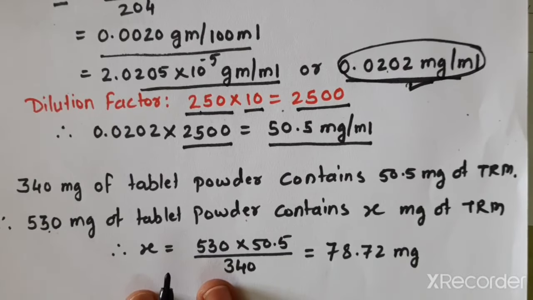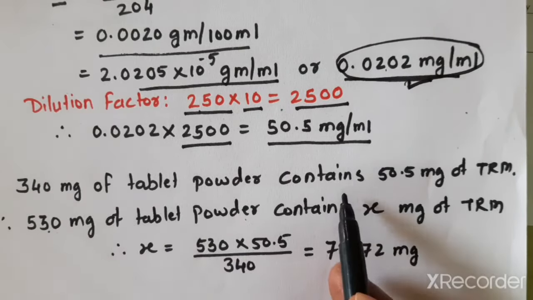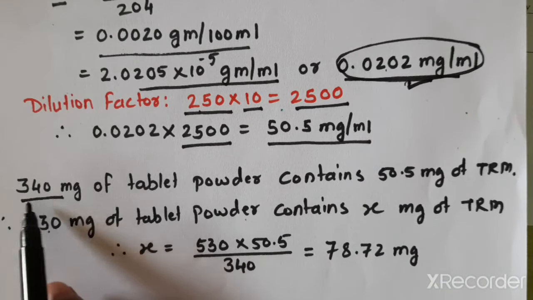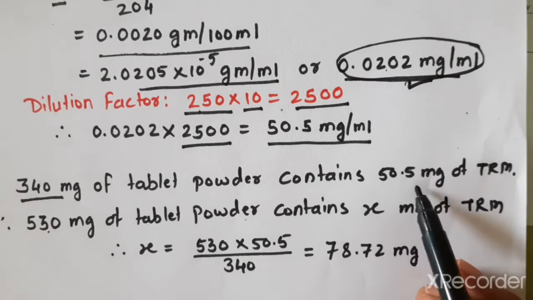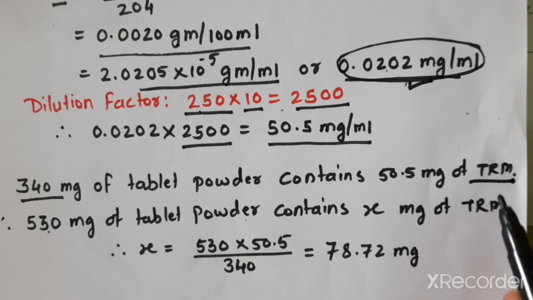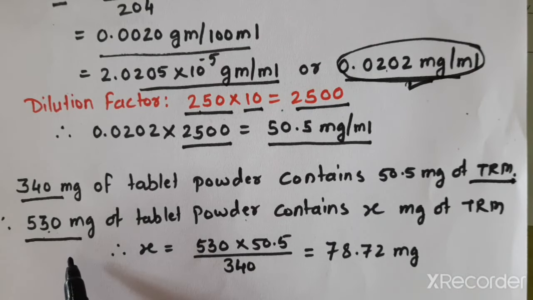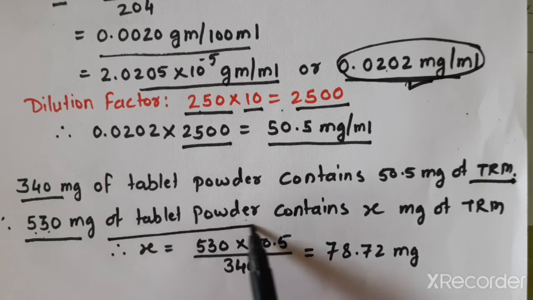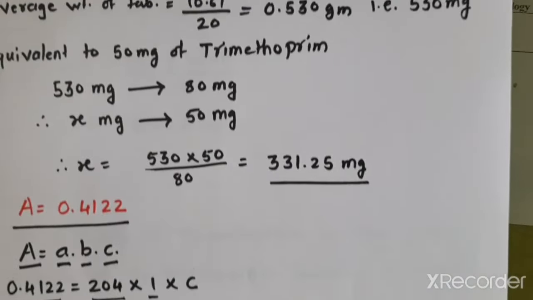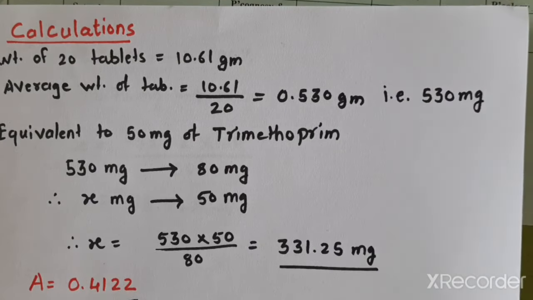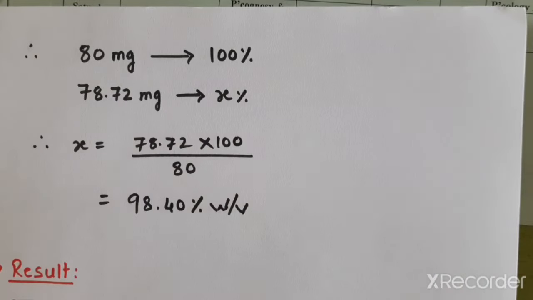Therefore we can say 340 mg of tablet powder, which is the equivalent weight, so this is nothing but the equivalent weight we have taken, contains 50.5 mg of trimethoprim. Now we know the average weight of one tablet, which we found from the weight of 20 tablets. So 530 mg of tablet powder contains x mg of trimethoprim. Okay, so we can solve that, and what we get here is 78.72 mg. So that is our final amount in a particular tablet.